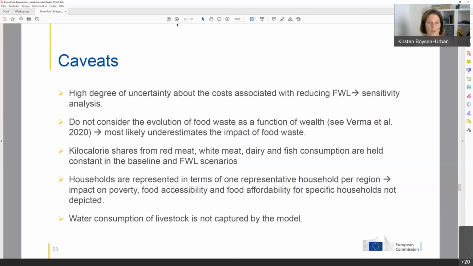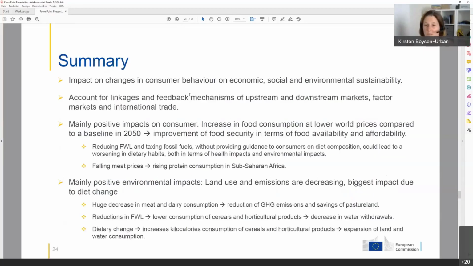To briefly sum up, I think with our model, we are well suited to account for the three different dimensions of sustainability, and we account for the linkages and feedback mechanisms so that we can trace different impacts if we reduce food waste and loss on the global level. We have seen that the impacts on the consumers are mainly positive, and particularly important is that there are some dietary changes driven by price effects, particularly beneficial, for instance, for Sub-Saharan Africa due to increasing meat consumption. We also saw that the environmental impacts are mainly positive.